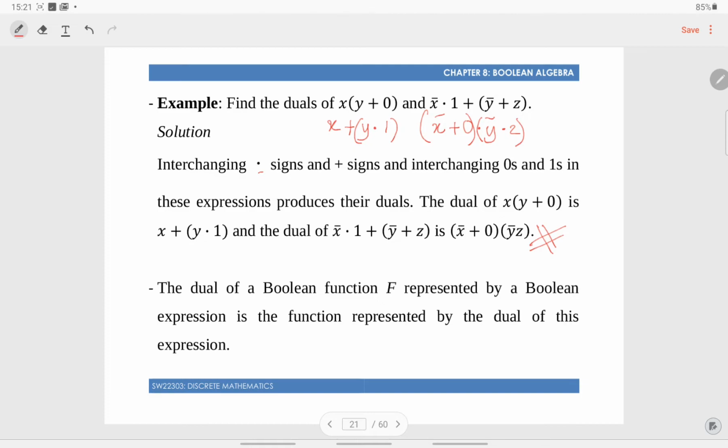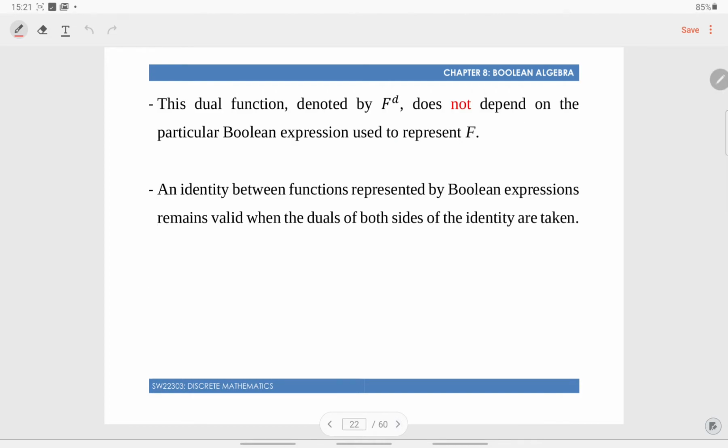The dual of a Boolean function represented by capital F, represented by a Boolean expression, is the function represented by the dual of this expression. This dual function is denoted by F to the power of d, where d means dual, and does not depend on the particular Boolean expression used to represent F. An identity between functions represented by Boolean expressions remains valid when the duals of both sides of the identity are taken.